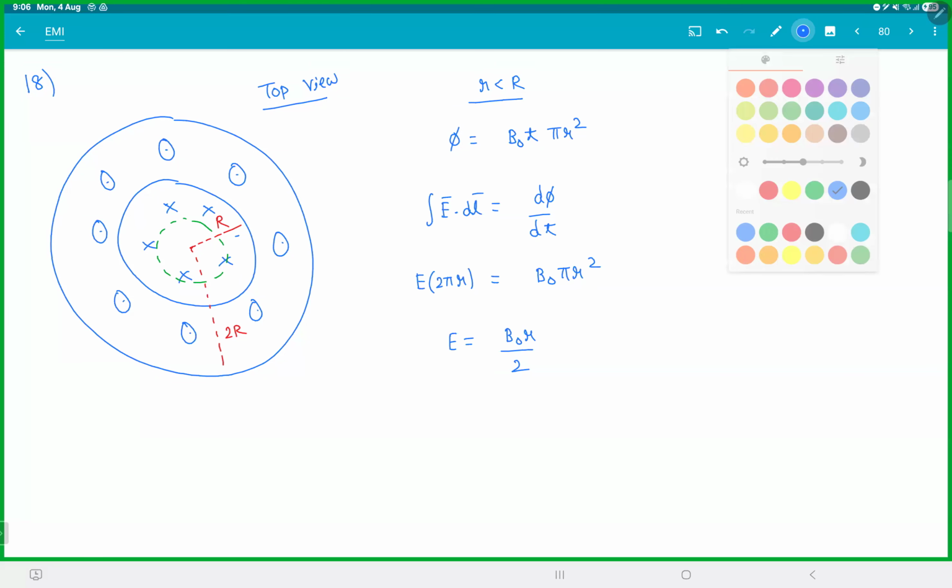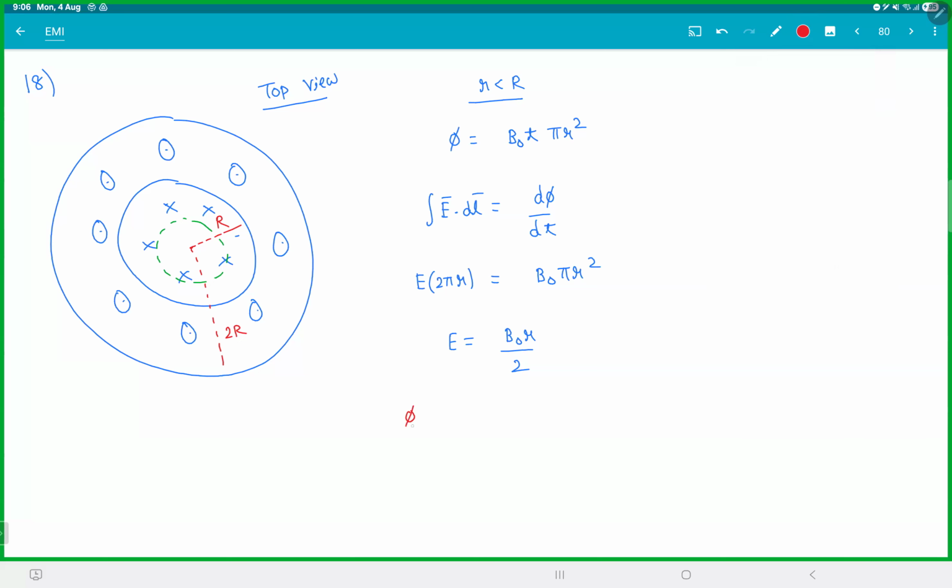And what about the direction? Flux is increasing, so B induced will oppose. So the direction is anti-clockwise. So this field line will be anti-clockwise. Clear? That was easy. What about the second part?